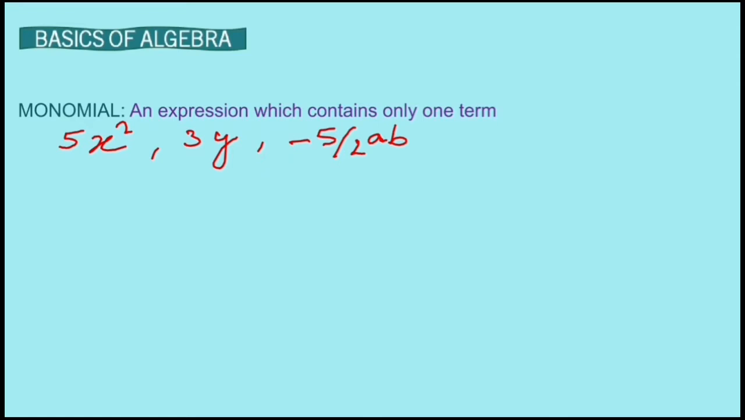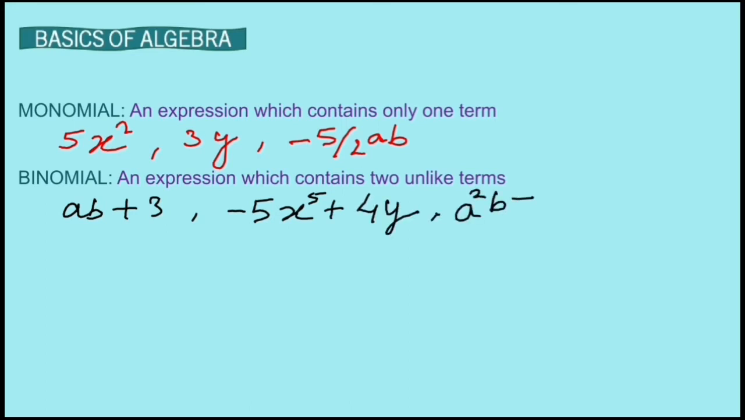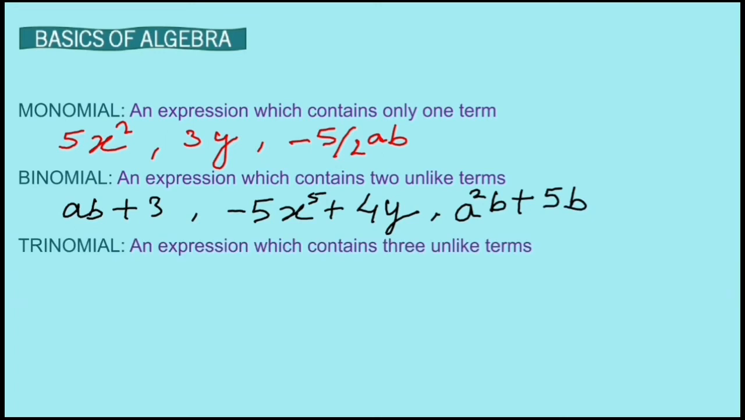If an expression has two terms, it is called a binomial. Can you write some examples? So binomials are like ab plus 3, minus 5x raised to power 5 plus 4y, or a square b plus 5b. When there are three terms, it is called a trinomial. So here are some examples of trinomials. You can easily count that all these have three terms.